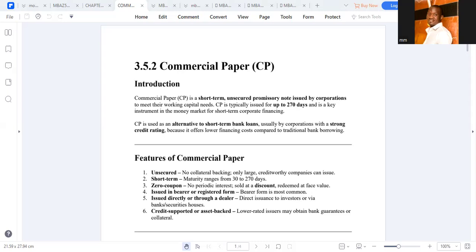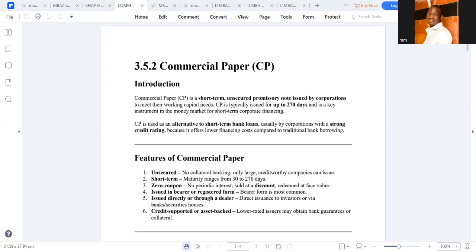There's zero coupon on the CP. It is issued at a discount and it's redeemed at face value. And normally it is issued in the bearer form, so whoever holds it is the owner. And it's typically between 30 and 90 days maturity. It's rarely above 270 days.